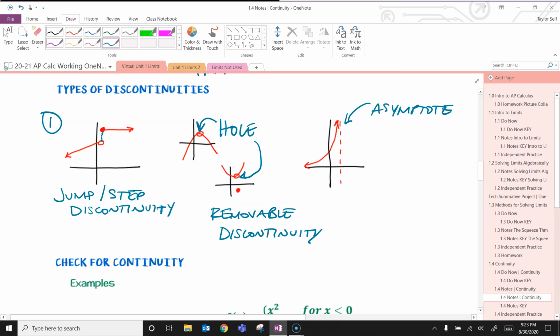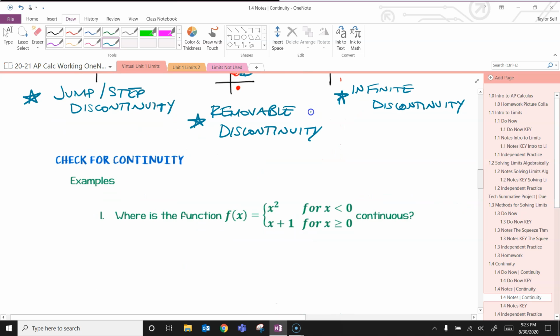If you have an asymptote, you have an infinite discontinuity. This is an infinite discontinuity. Okay, so we should have all three of those graphs down, and then the technical terms are at the bottom. These are what AP exam will use. Okay, 3 types of discontinuities.